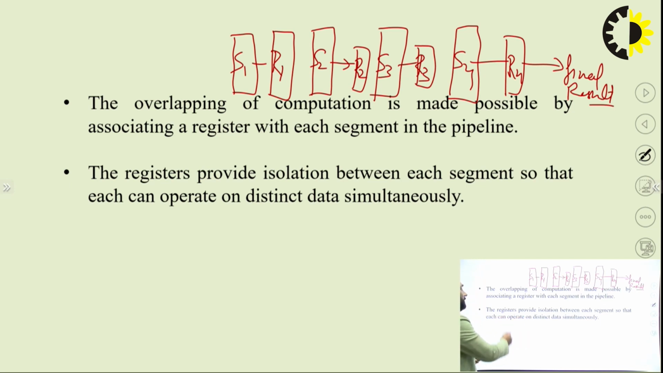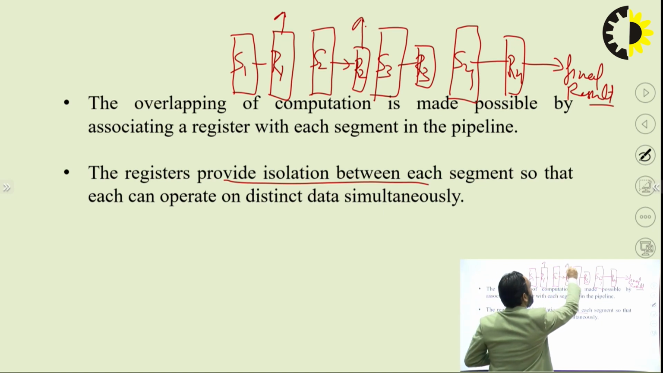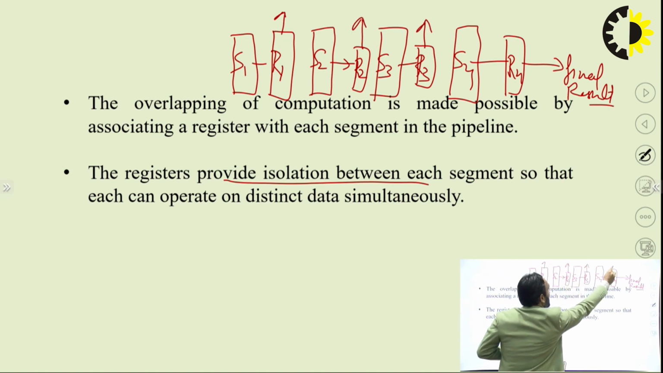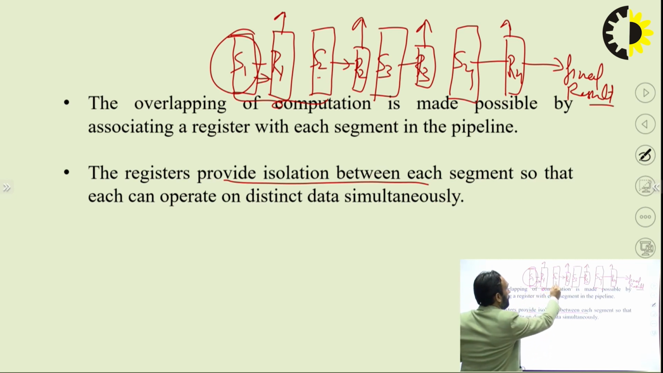As I said earlier, the register provide isolation between each segment as we seen in a diagram. We have here registers that isolate two segments in between, that work as an isolator between. When segment 1 is processed, its result stored in a register R1. Likewise, when segment 2 is processed, its result stored in a register R2, and so on.